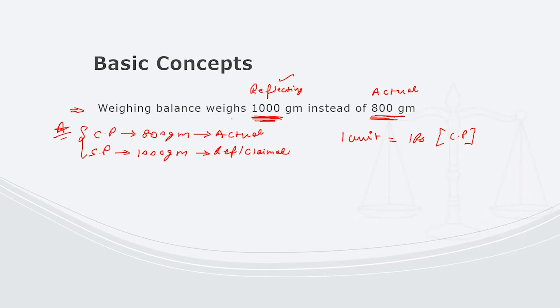So in this particular transaction, what are we saying? My cost price will be determined on 800 grams. My selling price will be determined on 1000 grams.